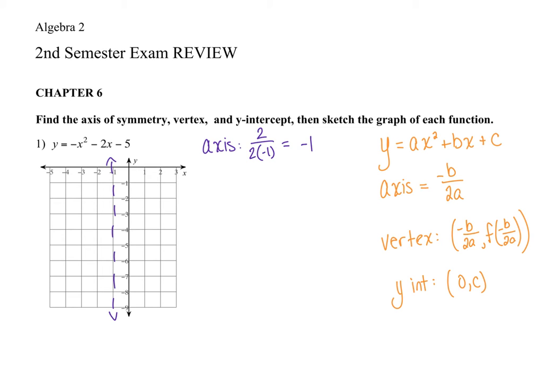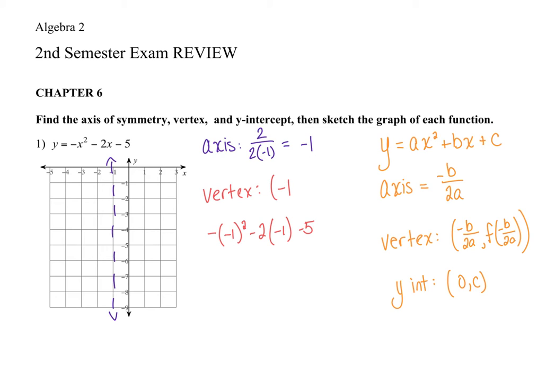All right, I am now going to find my vertex. I already have the x value of my vertex. The x value of my vertex is my axis, so that's negative 1. If you have x, to solve for y, you just plug it in. So negative, and I'm going to plug in a negative 1 and square it, minus 2, plug in a negative 1, minus 5. Order of operations, do those exponents first.